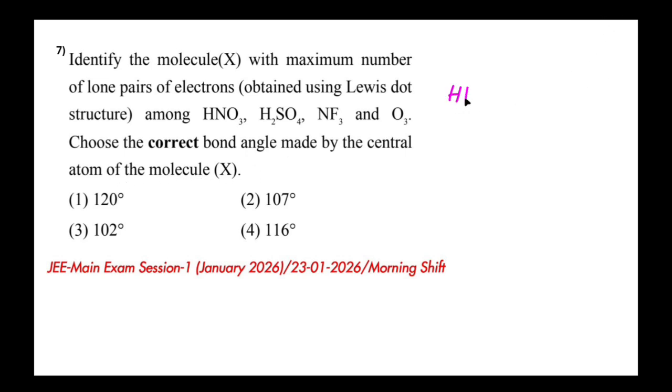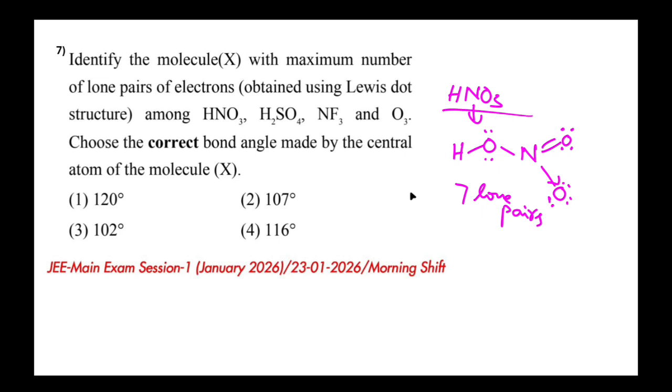So HNO3, nitric acid, we can represent in Lewis dot representation. We can make this type of structure. See, the oxygen atoms have 2 lone pairs, 3 lone pairs, and 2 lone pairs. So the total number of lone pairs in the HNO3 molecule is 1, 2, 3, 4, 5, 6, 7. 7 lone pairs are present in the HNO3 molecule, nitric acid.